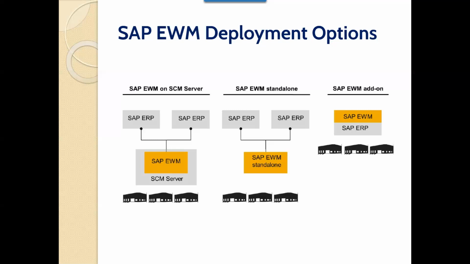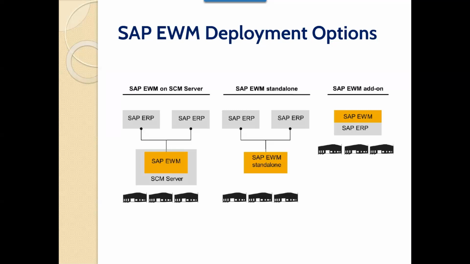But S/4HANA, that's the third option. EWM and ERP both are in the same box. That can have only one user ID, so that they can access both ERP as well as EWM with the same user and in the same client.